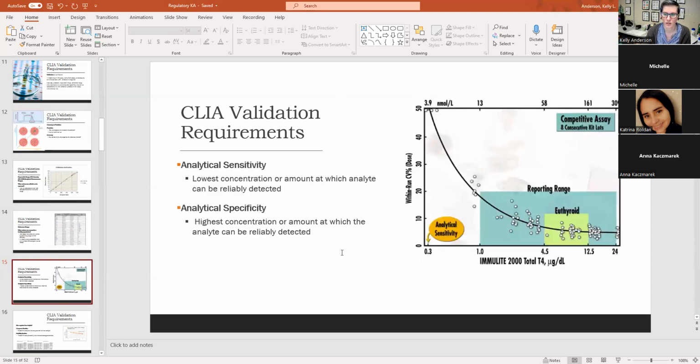And then there's analytical sensitivity and analytical specificity. So it's kind of similar to your linearity. You basically want to know the lowest concentration that can be reliably detected, and then the highest concentration that can be reliably detected.